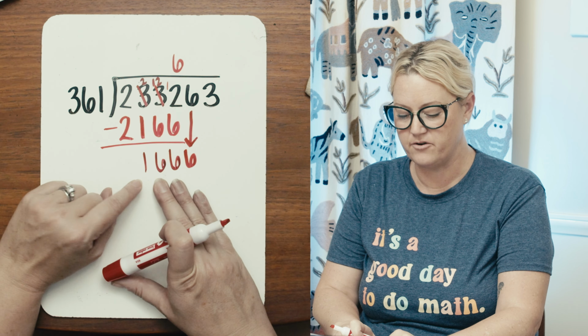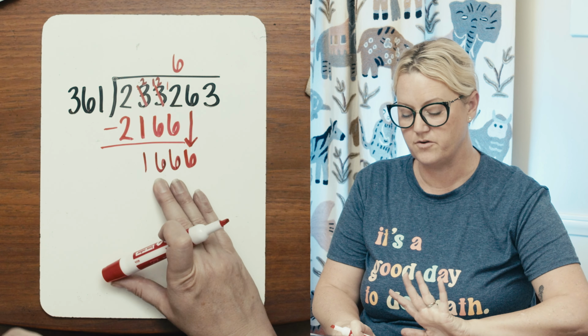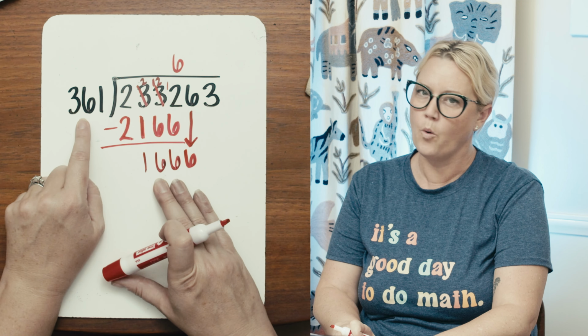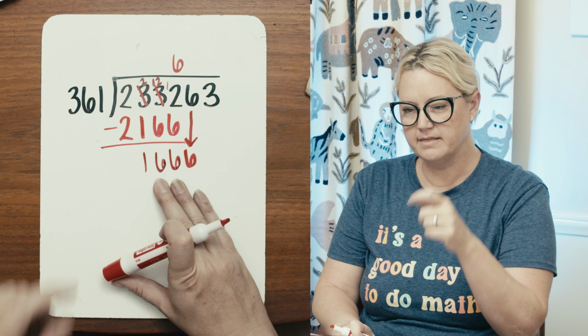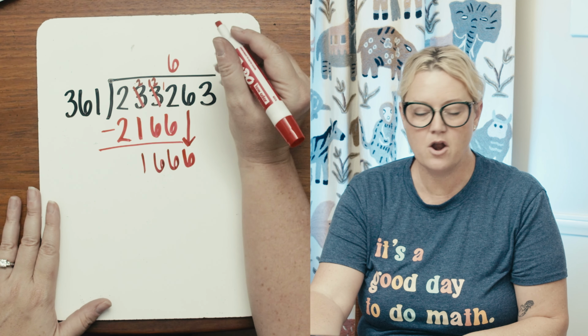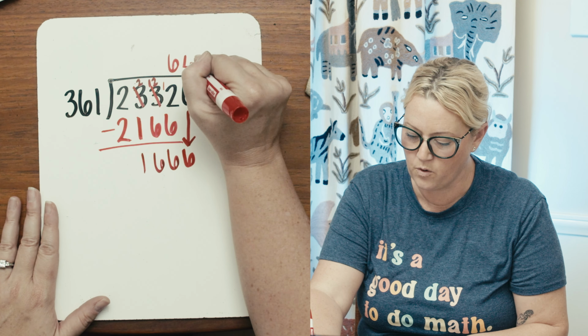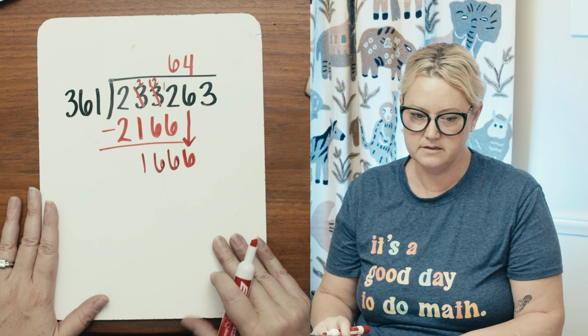2200 to 1600 is about minus 600. So I'm going to try times 4. I know it needs to be less, and again, I can always erase, right? So I'm going to put a 4 over that 6.